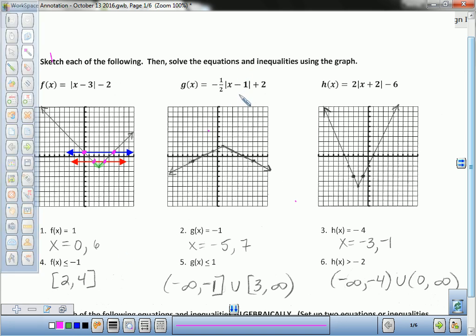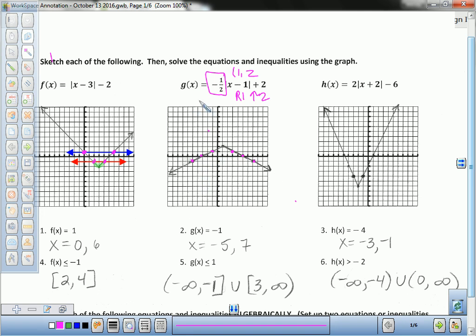All right, number 2. We're going to shift right 1, up 2. So that gives us the vertex at (1, 2). That's where we start, (1, 2). If we think of it in terms of slope, this is a -1/2, which means down 1 over 2, down 1 over 2, down 1 over 2. Opposite on the other side, down 1 left 2, down 1 left 2, down 1 left 2.